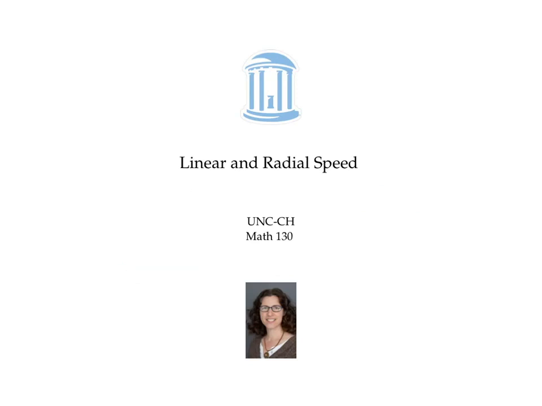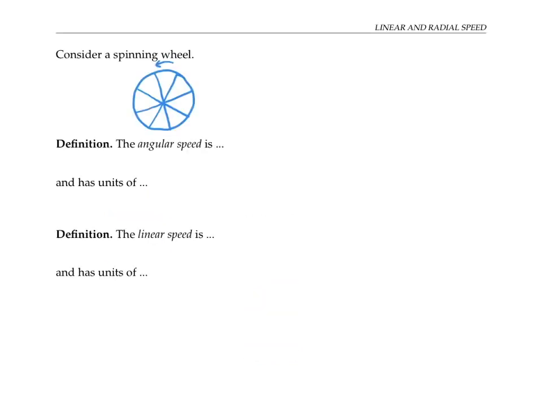This video defines linear and radial speed for a rotating circle and explains how to convert between them. Consider a spinning wheel. The angular speed is the angle it goes through in a unit of time. I can write that as angle per time. The units will be something like radians per second. The angle's measured in radians and the time's measured in seconds. Or I guess we could do degrees per minute, etc.